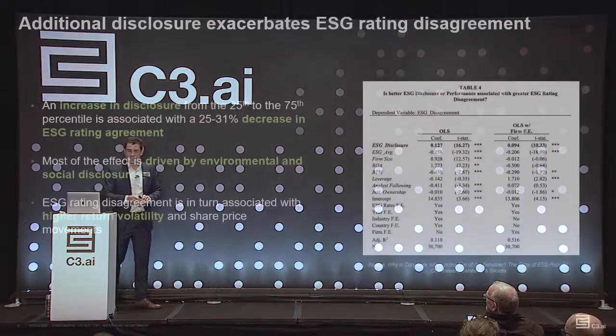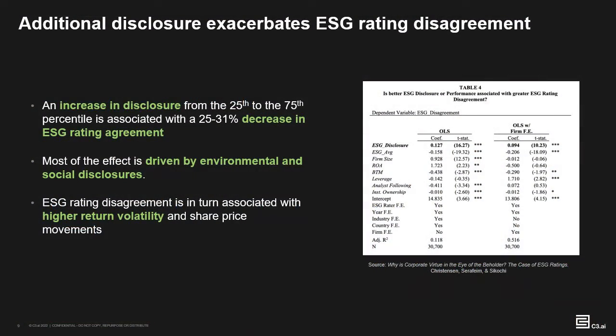Exactly. So this was some research that was done out of Harvard Business School, and they found that companies that increased their volume of information that they were reporting actually saw more divergence among how they were rated by these rating agencies. And it's a pretty significant increase, 25 to 31%. And so why is this happening?